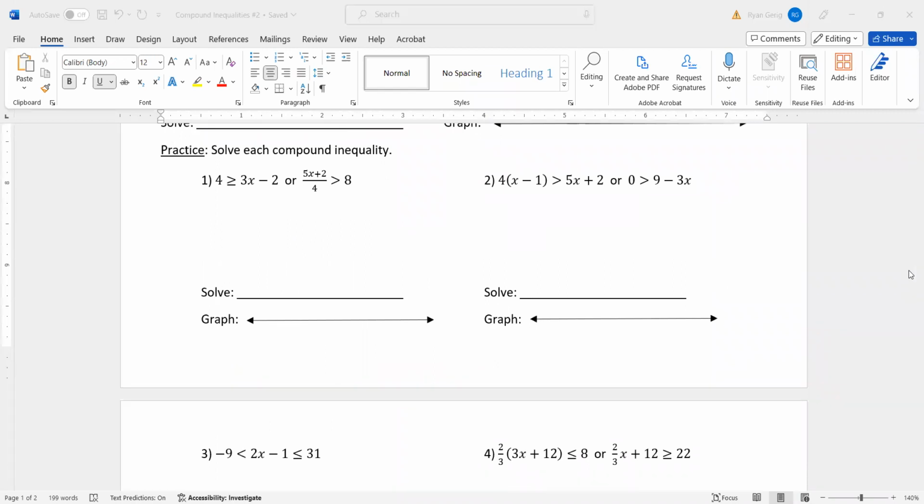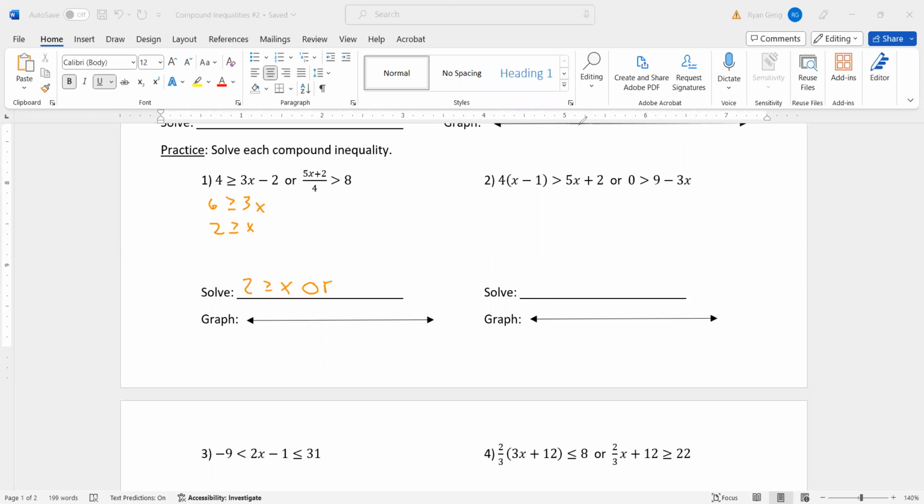So, 2 separate problems. Doing the first one, add 2, I get 6 is greater than or equal to 3x. Divide by 3, I get 2 is greater than or equal to x. I'm going to go ahead and write that down here. You can write it just like that, or you can switch it and put x is less than or equal to 2. I'm going to go ahead and put the word or because I know it's going to be there. Don't forget that word.